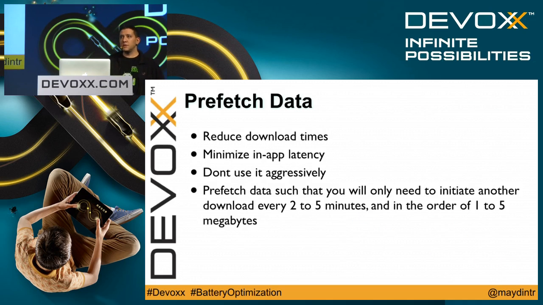Now let's see some tips for better battery. You can prefetch the data that your app uses. This will reduce your download times. It will minimize the in-app latency because you don't do the downloading then. But you should be careful about it, because if you do it aggressively, it will also drain battery. You should prefetch data such that the user will need another download in 2 or 5 minutes.